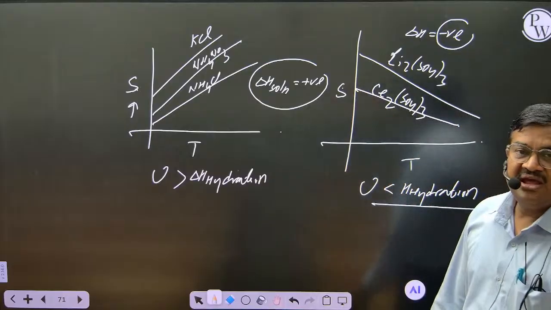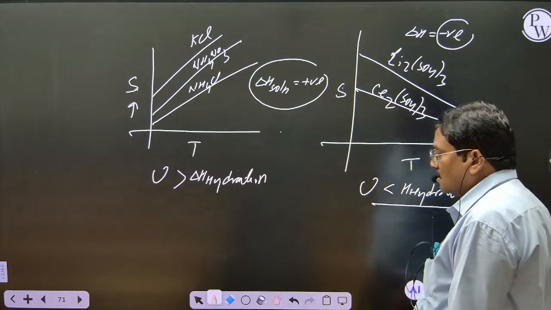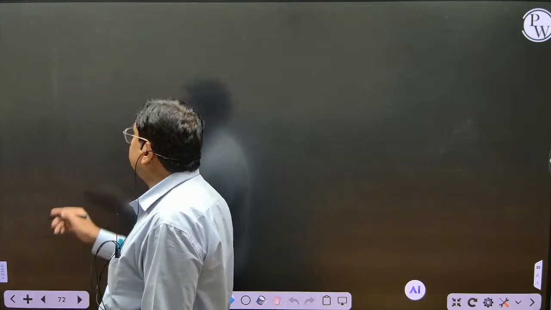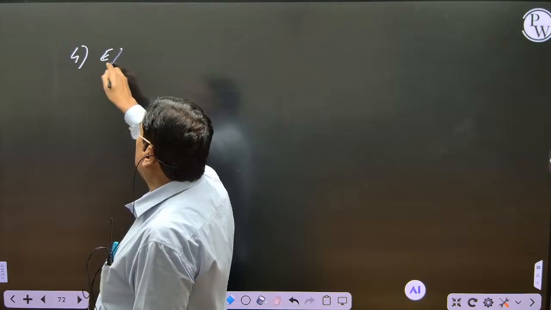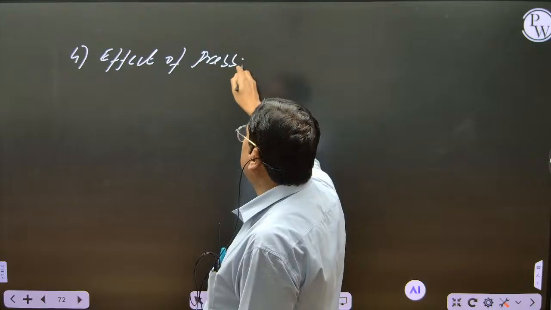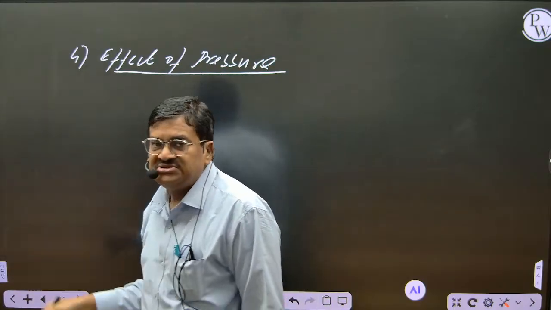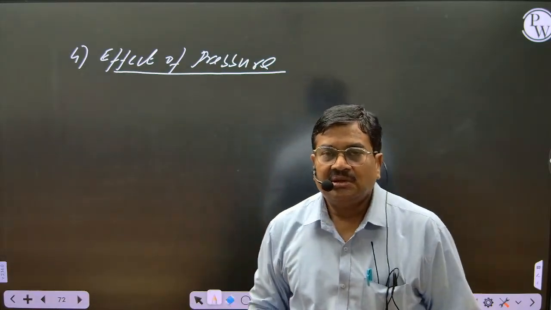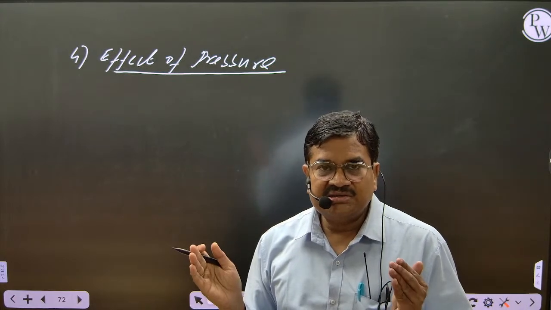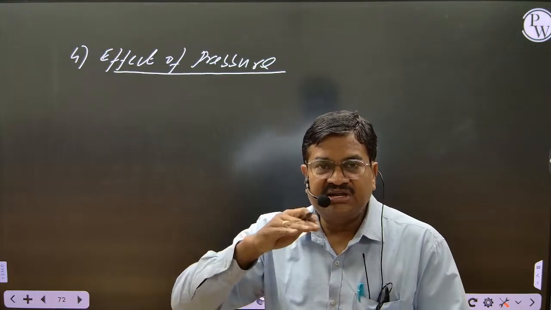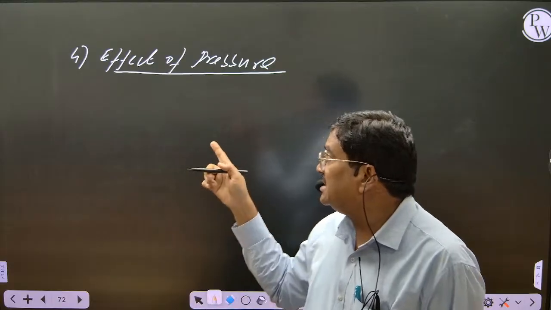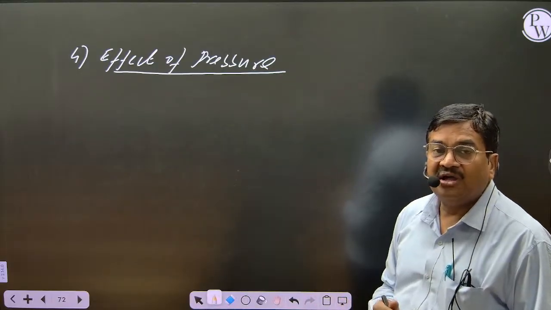Now write the last one, effect of pressure. Copy it, all of you. Now see, effect of pressure. Even though we took pressure, actually pressure has no influence on solubility. Why? Later you study the solid state chapter. Solids are incompressible, no? We cannot compress them. So pressure has no influence on the solubility of a solid in a liquid.